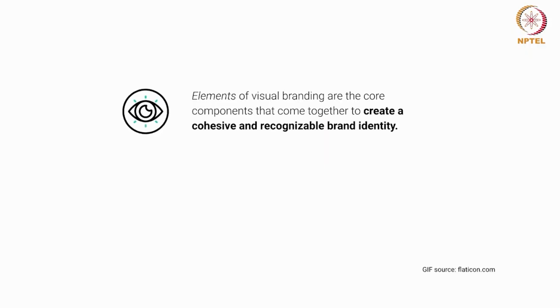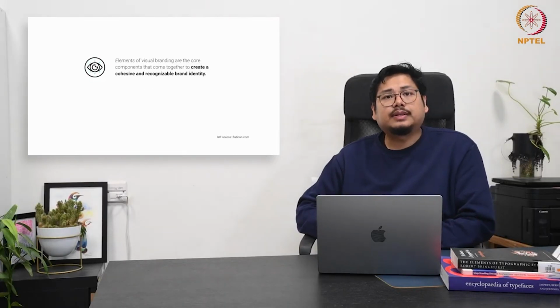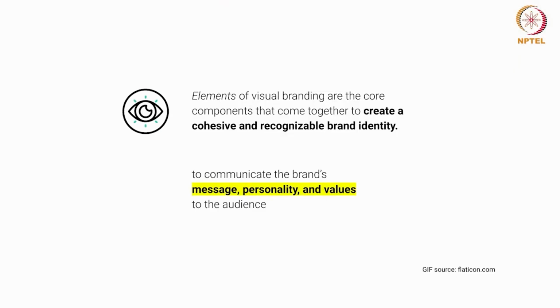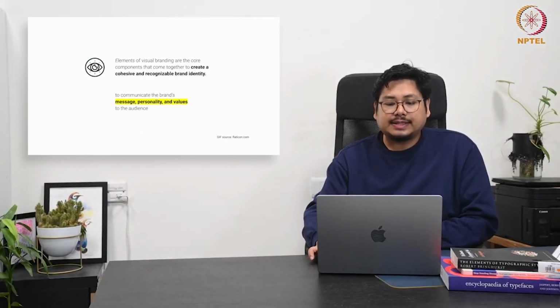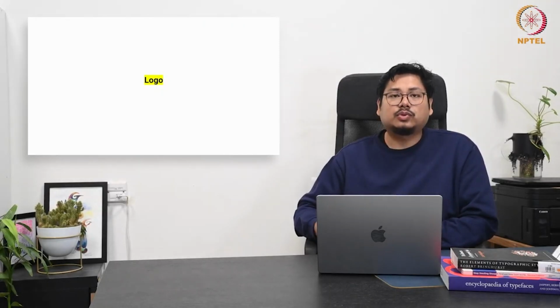So if you see the slide, the elements of visual branding are the core components that come together to create a cohesive and recognizable brand identity. These elements work in tandem to communicate the brand's message, personality and values to the audience. This is what I have talked about, and you can see here how we will go one by one. Primarily we'll talk about the segments, and we'll start with the elements associated with the brand.